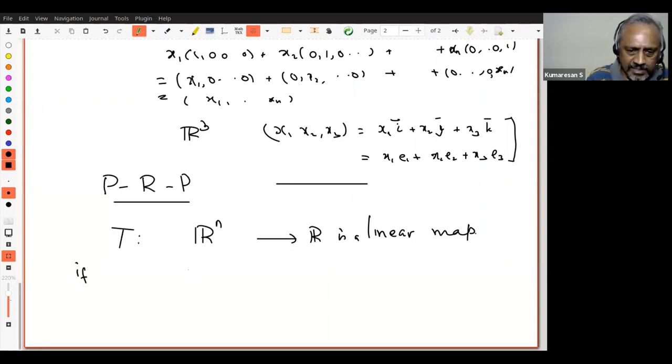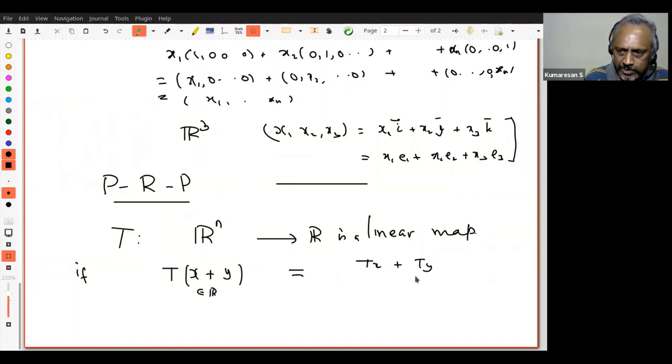You give me two vectors x and y in Rn, then I can form the sum of the vectors x plus y. That will be again a vector in Rn, right? Now, therefore, I can ask what is the image T of x plus y. Remember x plus y is a vector in Rn, T is a map from Rn to R, therefore this belongs to the real numbers. Now, Tx is also a real number, Ty is also a real number. I can add these two real numbers. So I want T of x plus y to be equal to Tx plus Ty.